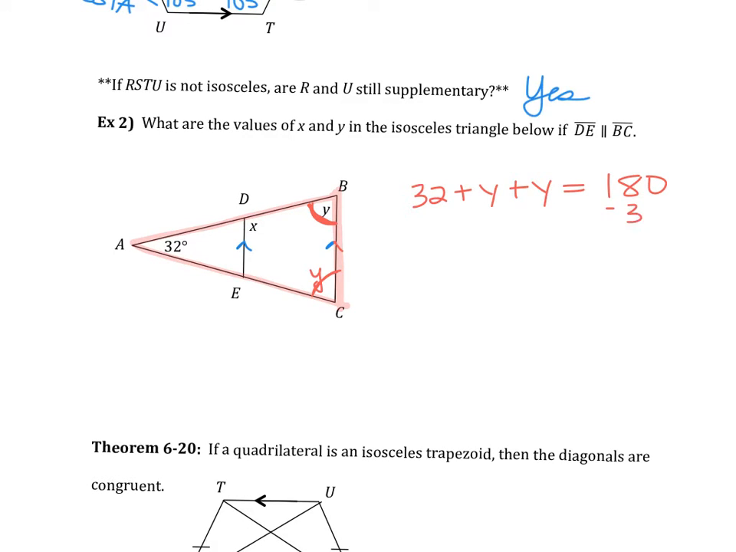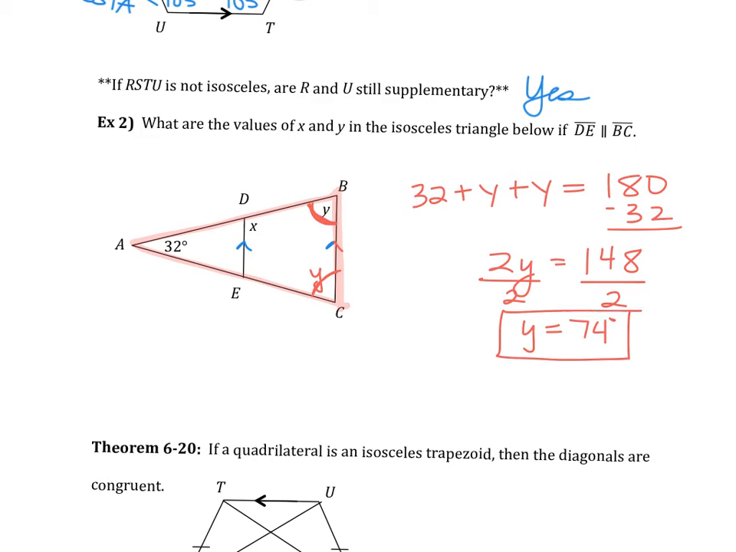We know that 32 plus 2y has to equal 180 because that makes a triangle. So if we take away that 32, then we get 2y equals, what is that, 138? 148. 148. Mental math. So divide by 2, and we get that y is 74. Okay, so I know that this angle here and this angle here are both 74.